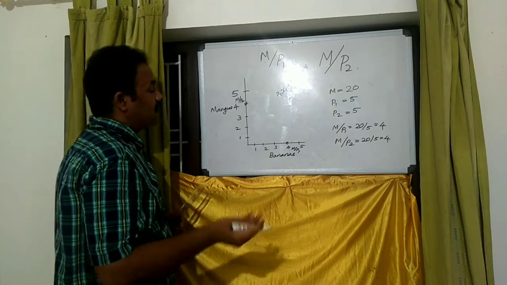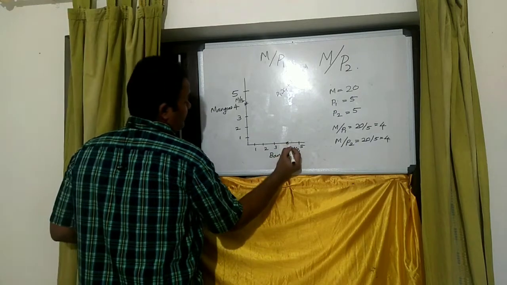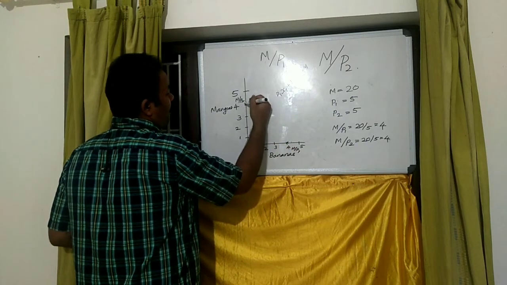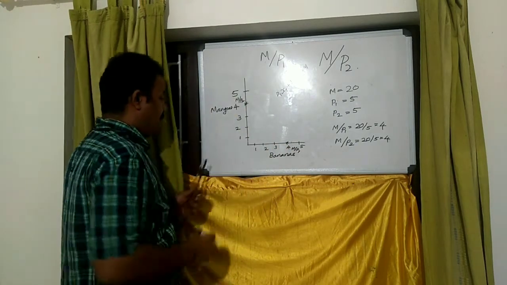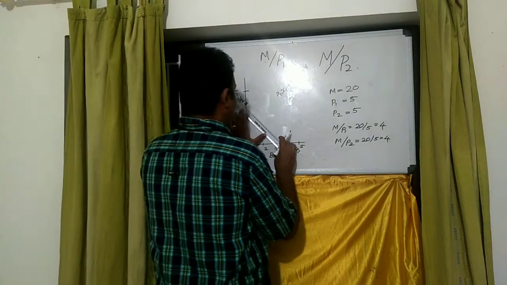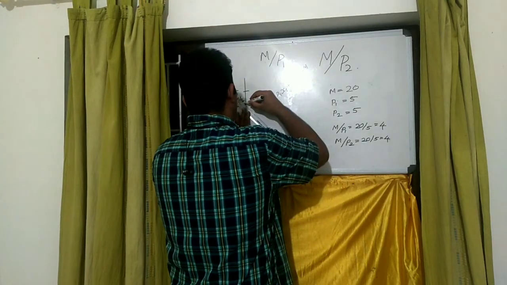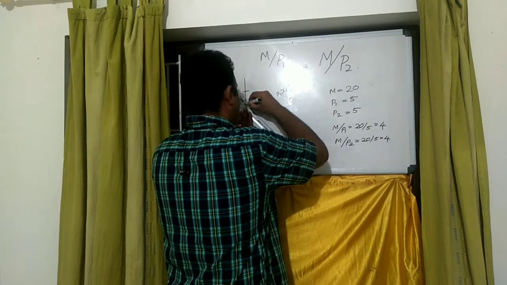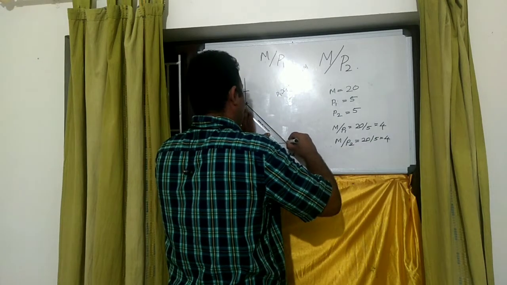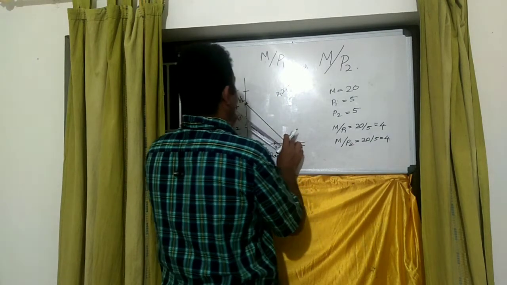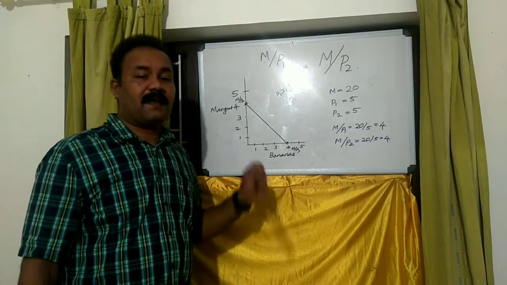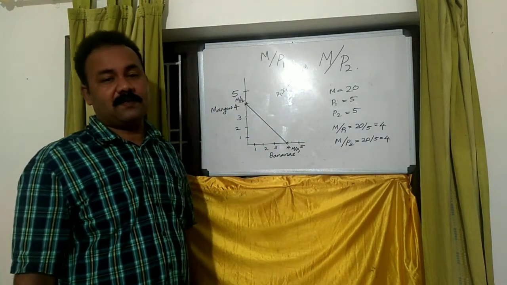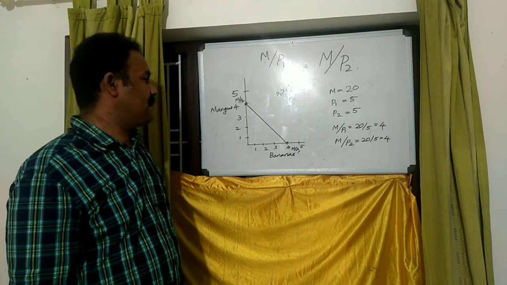Then we got 2 points here. This 4 and on the y-axis this 4. Then we can join these points. Then we will get a line that is known as the budget line.